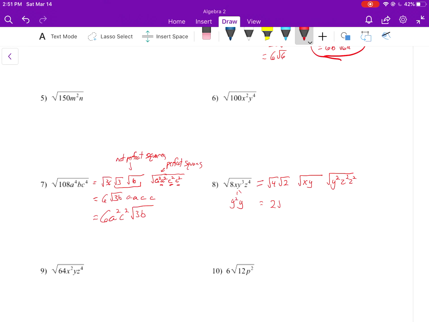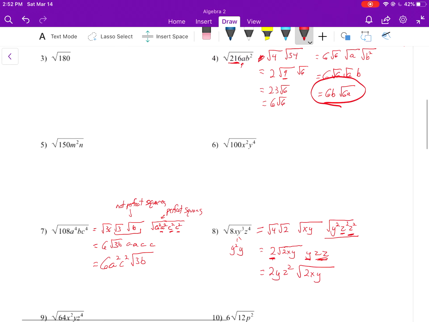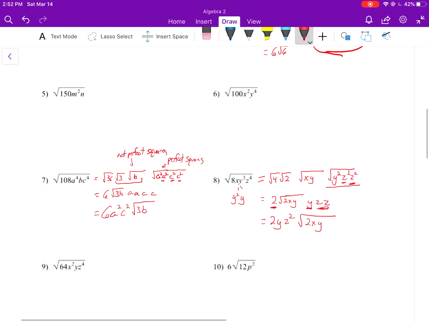And so we have 2 root 2. The x and y can't simplify, so they stay under a square root. And then looking at this one, the square root of y squared is y. The square root of z squared is z, and the square root of z squared is z. So our answer is 2y z squared, that's 2y z squared times the square root of 2xy. So you should be able to use that method to do number 5, 6, and 9.